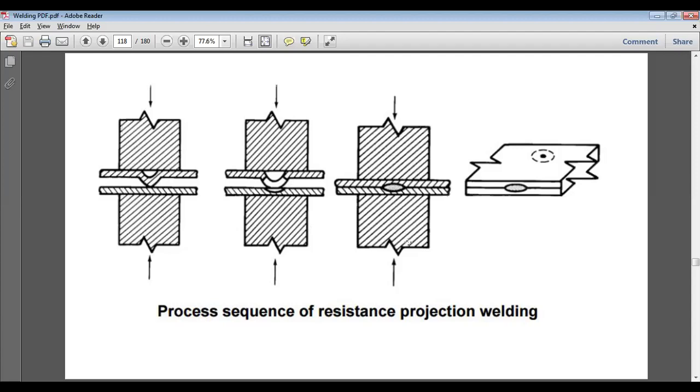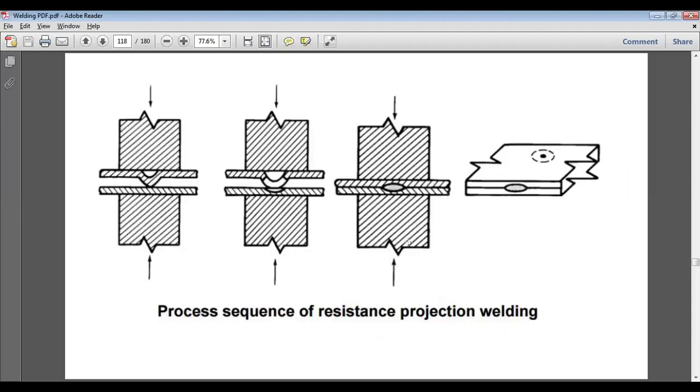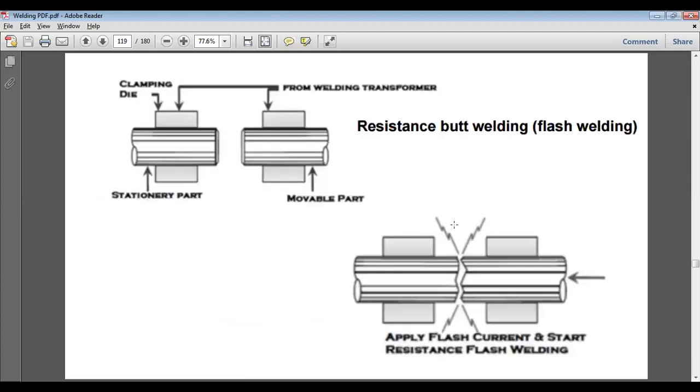So these are called projection welding, quite similar to resistance welding. The only difference is that the projection is given like this. We can see extra metal is given, and this extra metal fuses with the parent metal and supports and gives a rigid joint.